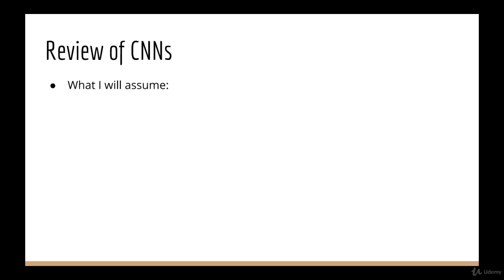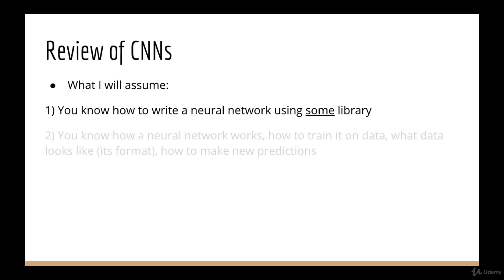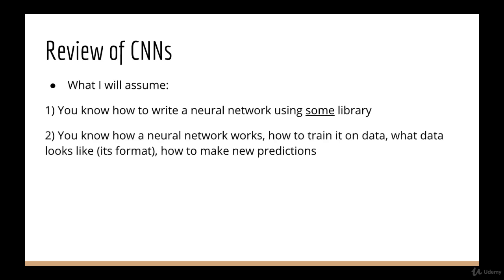Number 1. You already know how to write a feed-forward neural network using some library. Number 2. You already know generally how a neural network works, how to train it on data, what data looks like, or in other words, what format it takes, and how to make predictions. And number 3, you already know about convolution.